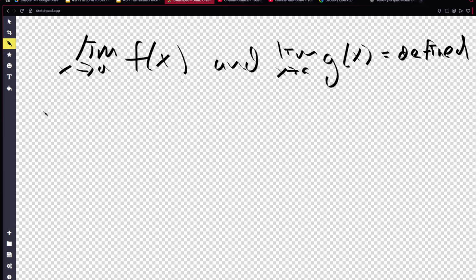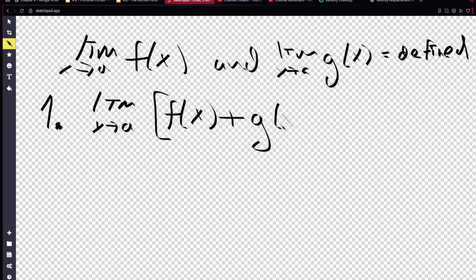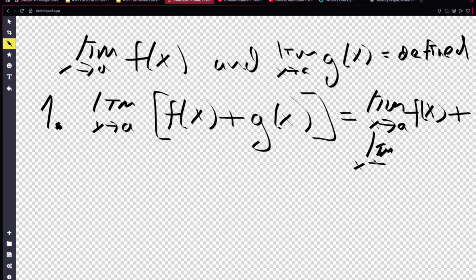I'm not going to go into detail on how they work or how they were derived, because that's what I like to do in my videos, but I won't do it here because it'll take forever. The first limit law is that the limit of the sum of the functions is the same as the sum of the limits: the limit as x approaches a of f of x plus the limit as x approaches a of g of x. Self-explanatory. I'm not going to explain too much on that.